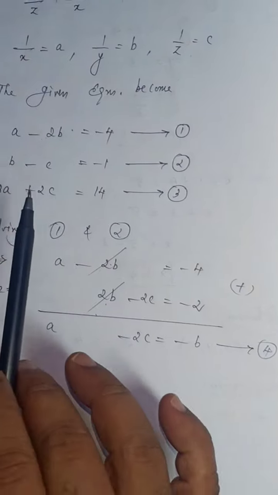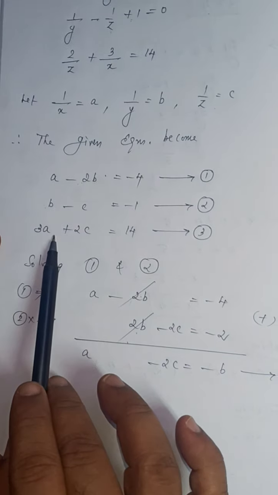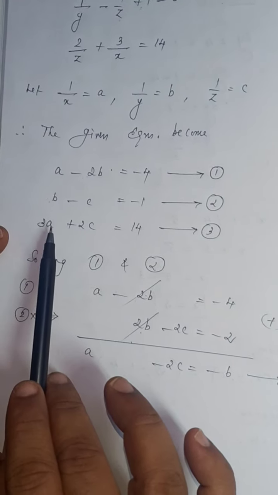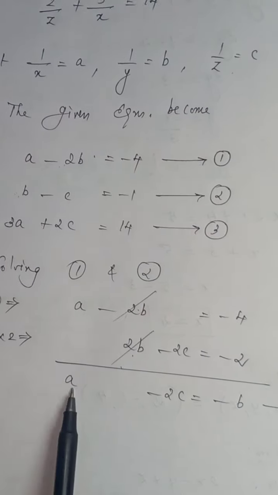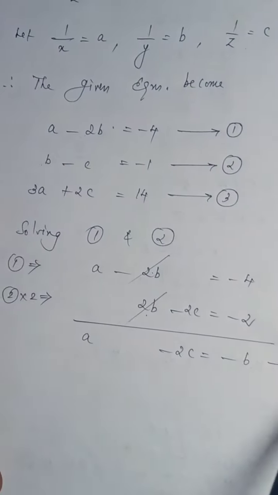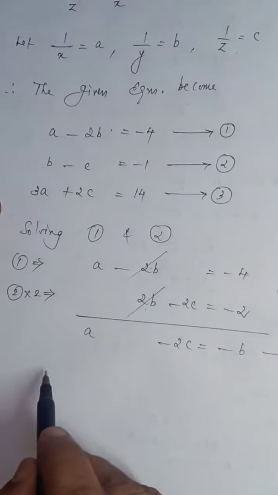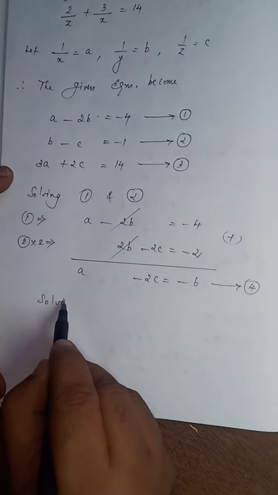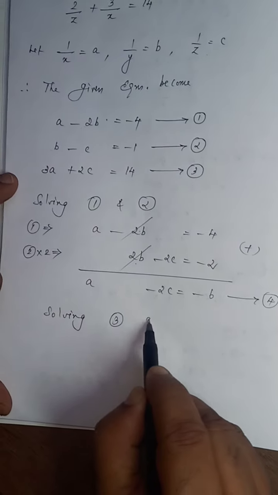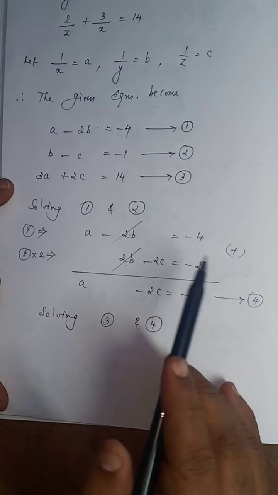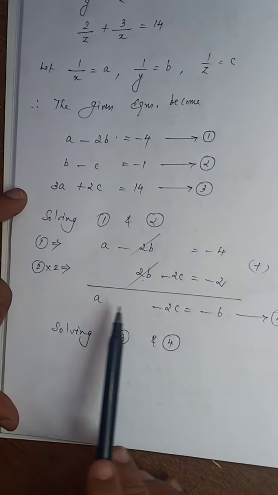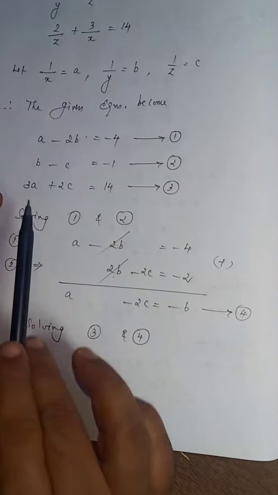Now which equation we haven't taken so far? Third equation. In third equation we have the variables a and c. Here also a and c. Now you can solve 3 and 4 straight away. Solving third equation and fourth equation. Third equation we have a and c. Here also a and c. Can eliminate either a or c.